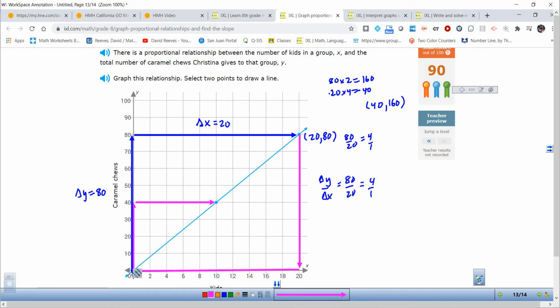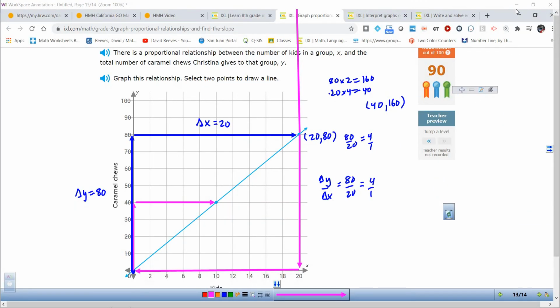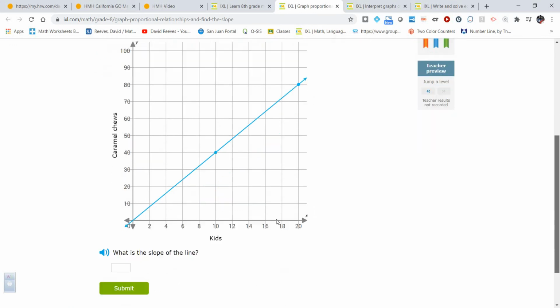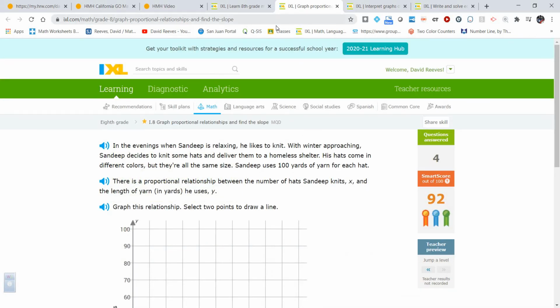That's probably the best way to come up with that other point, because that would work even if it weren't a proportional relationship. Proportional relationships always have to go through 0, 0, but you could have a constant rate of change that's not proportional. So simply repeating the slope going the opposite direction or repeating the slope going the same direction. The problem is, like I said, we're off the screen, right? We don't want to do that. Okay, so what was the slope of the line? It was 4/1. Every kid got 4 caramels, right? Okay, that's all I'm going to do on that one.